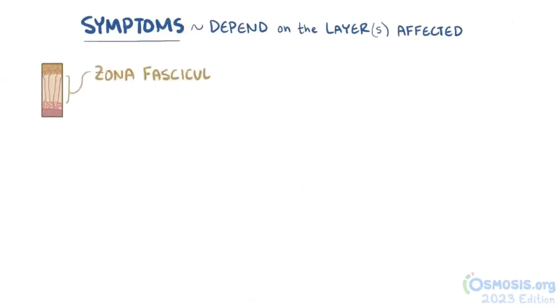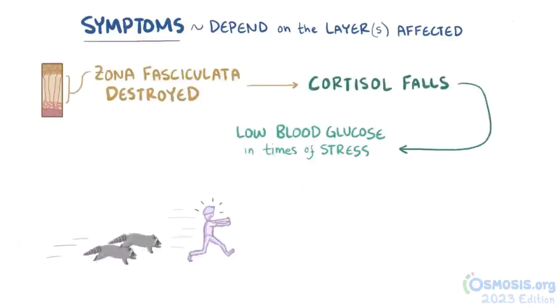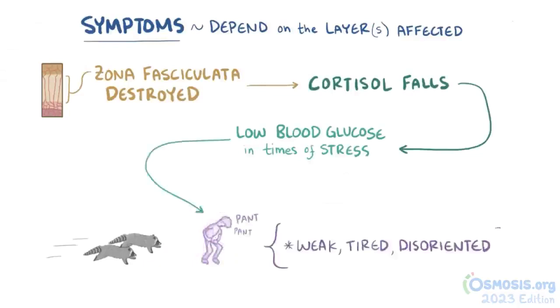When the zona fasciculata is destroyed, cortisol levels fall, and that leads to inadequate glucose levels during times of stress. This means that while being chased by a pack of raccoons, instead of feeling ready to sprint, a person might feel weak, tired, and disoriented.